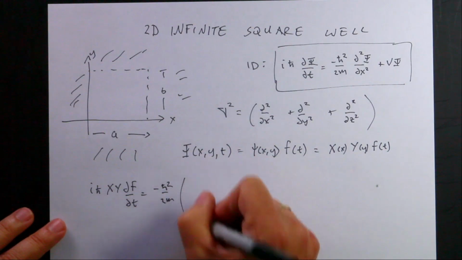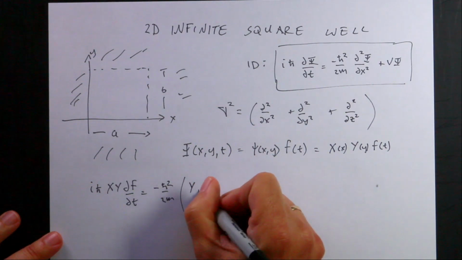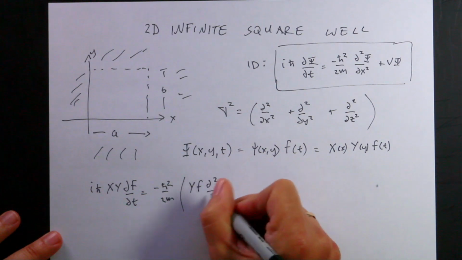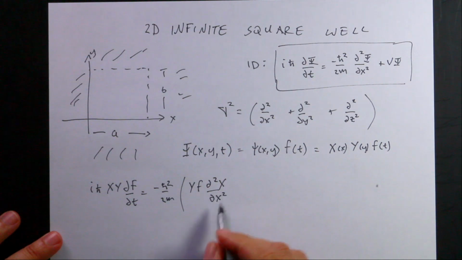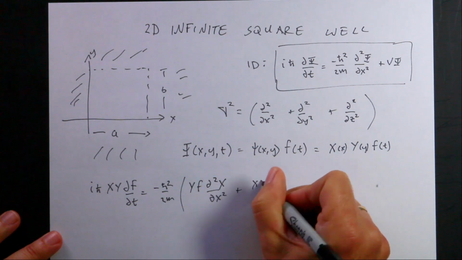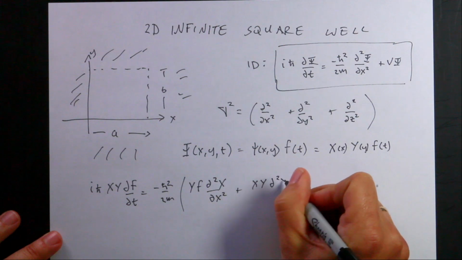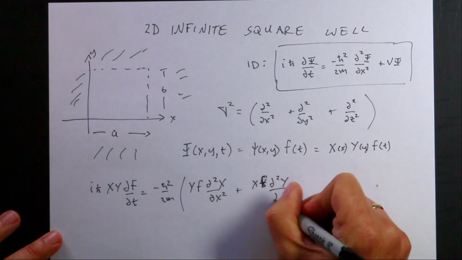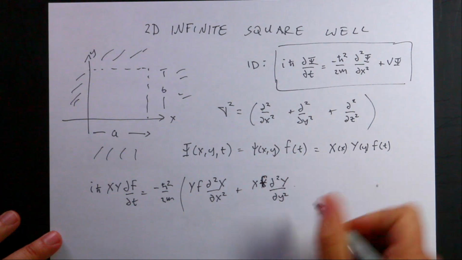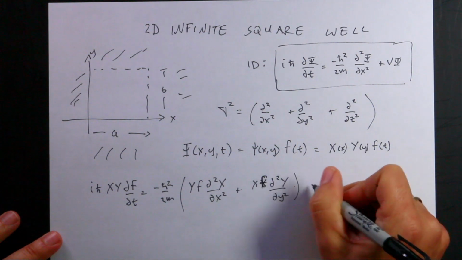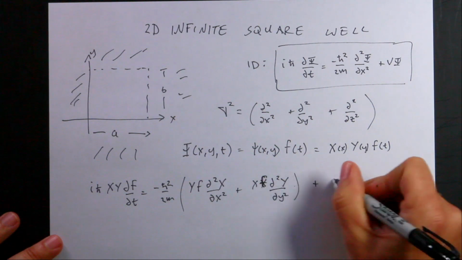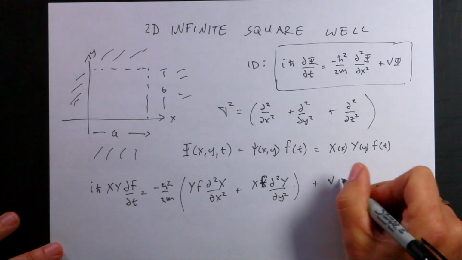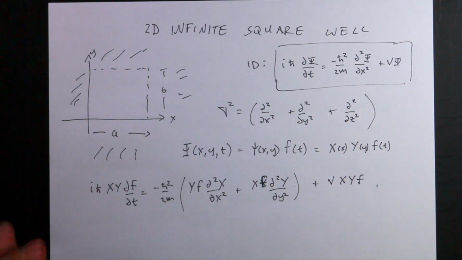So let's write this as Y f, second partial of X with respect to x. That's a capital X, and that's lowercase x. Plus X, Y, second partial of, X f. Second partial of Y with respect to y. And then plus, there's no z, so I'm just going to get rid of that. And then I have plus V, and let's assume there's no time dependence here. This is going to be X, Y, f.